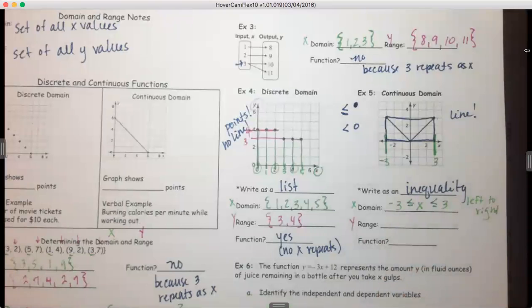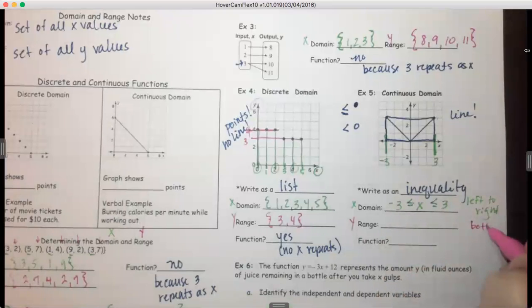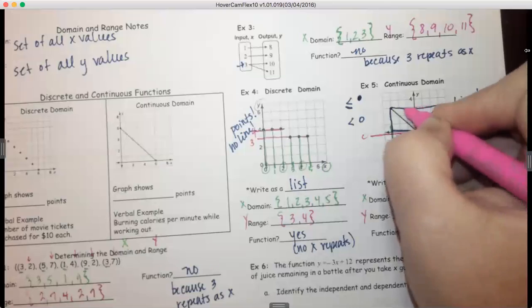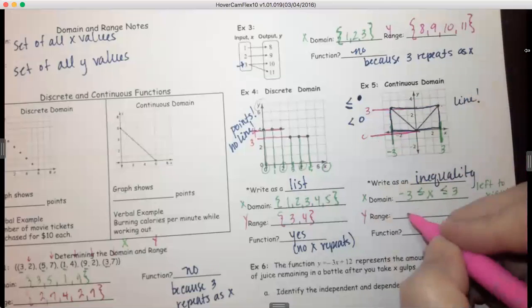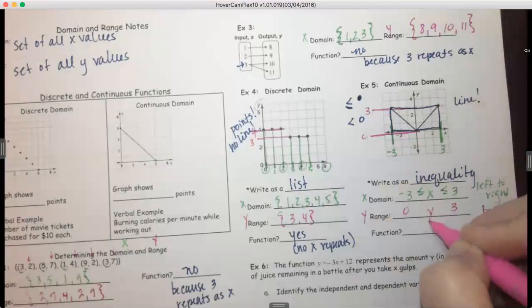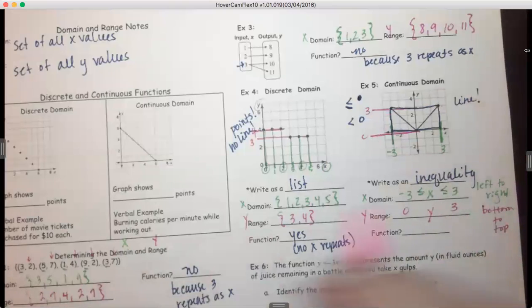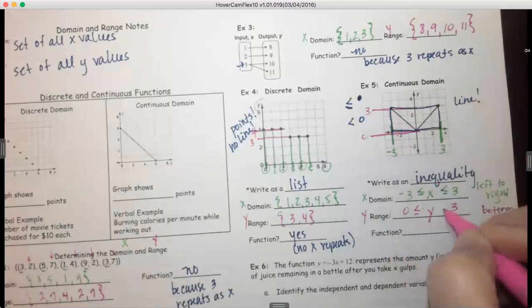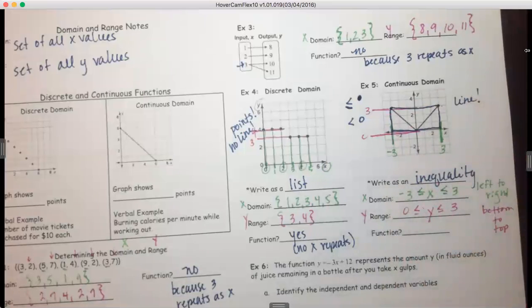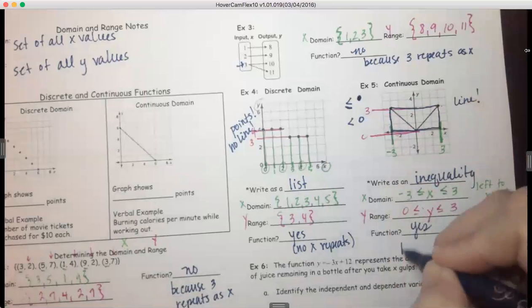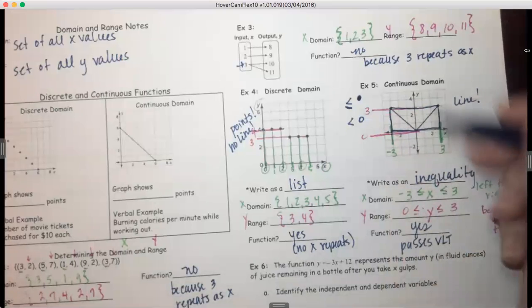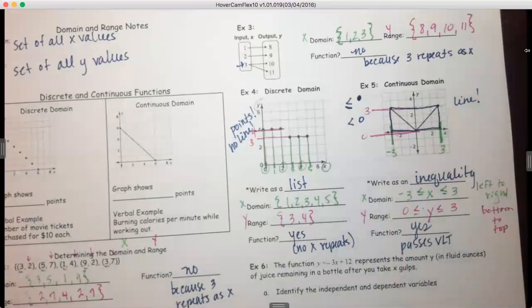Now we're going to do range. Range is going to be bottom to top. So my bottom is here at 0, and my top is here at 3. So I'm going to write 0, 3, but my range is Y like this. Now I see everything is a closed circle, a closed dot, so I'm going to choose less than or equal to, less than or equal to. Is it a function? Yes. It passes the vertical line test. I can put a vertical line anywhere, and it works.